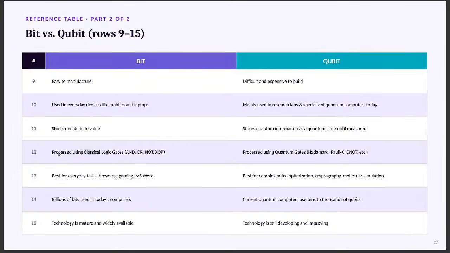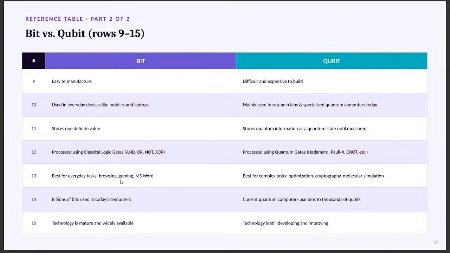Now, in classical computers, we use logic gates. You already know AND, OR, NOT, XOR. These are all classical gates. But in quantum computers, it is completely different. We have the Pauli X gate, Pauli Y gate, Pauli Z gate, a phase gate, Hadamard gate, CNOT, etc. I will explain all those gates in the next chapters. Don't worry about that. Now moving on to the 13th reference.